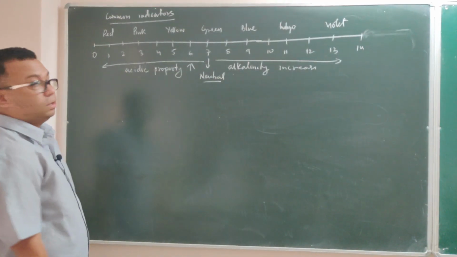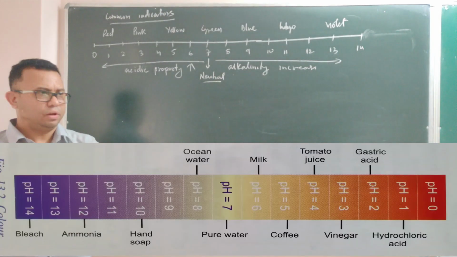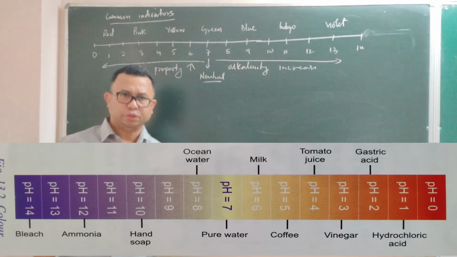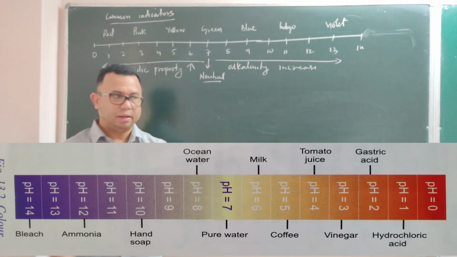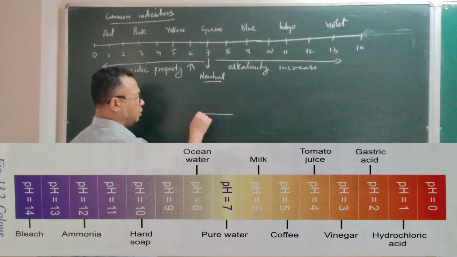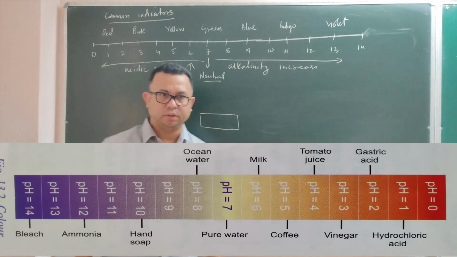Okay, now what kind of indicator is a universal indicator? Usually, universal indicators are of two kinds. One is a solution, and the other is in the form of paper. For convenience we have a paper. A universal indicator is a small strip of paper, almost the same size as litmus paper.